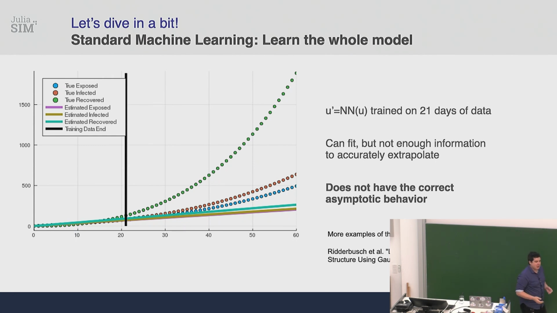And from the class of any possible functions, something that looks somewhat like a line fits the data. And then you push that forwards. And the machine learning has done nothing wrong there. There's just not enough information for it to be able to make an accurate prediction of what's going to happen in the future.